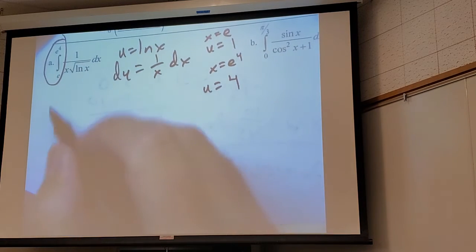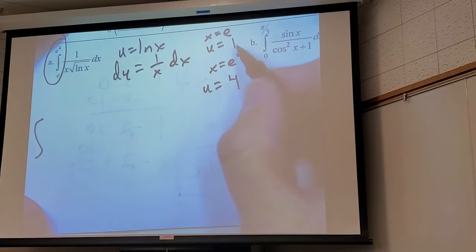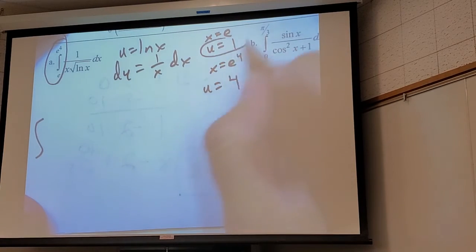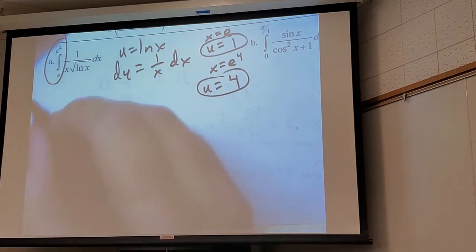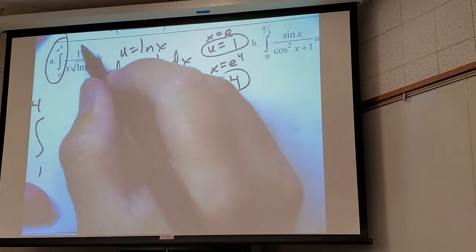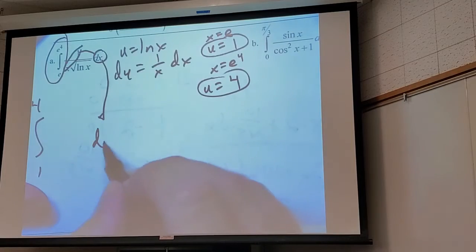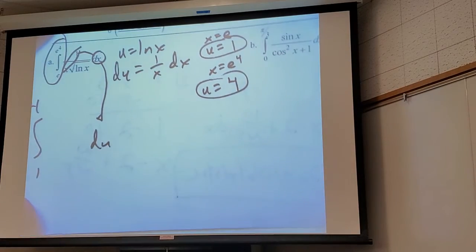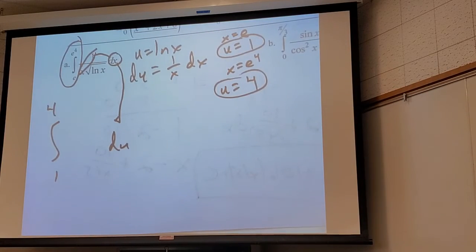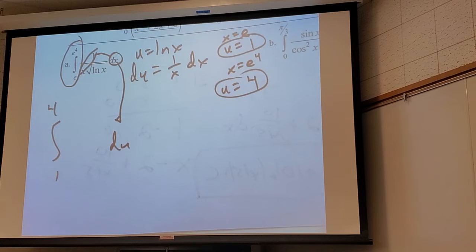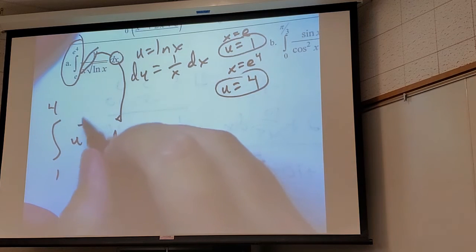So what's my new integral look like now? It'll be an integral from 1 to 4. That's what my u's are doing. 1 over x dx is du. And I'm going to end up with 1 over the square root of, which natural log of x we call u. So 1 over the square root of u is u to the negative 1/2. Is that cool? U to the negative 1/2.